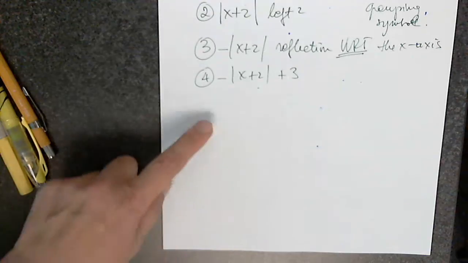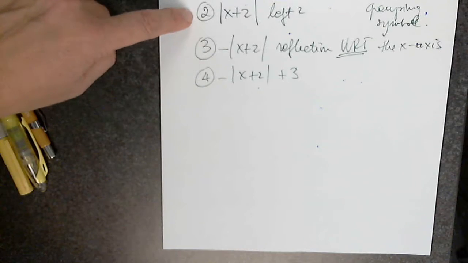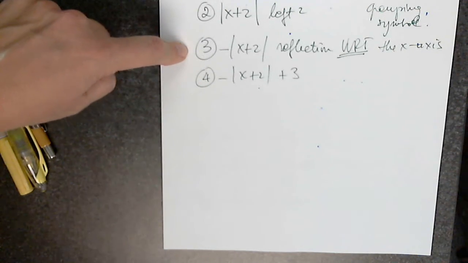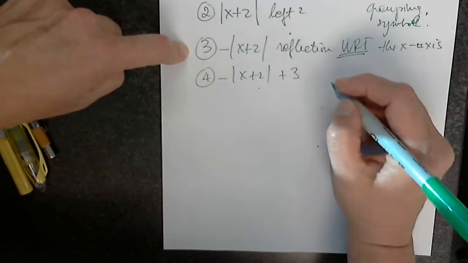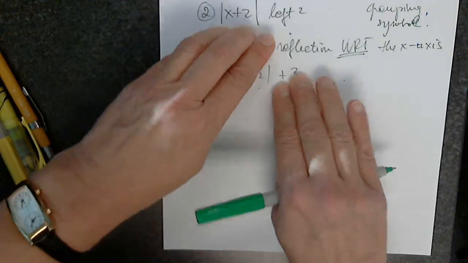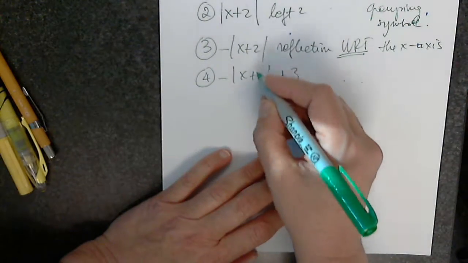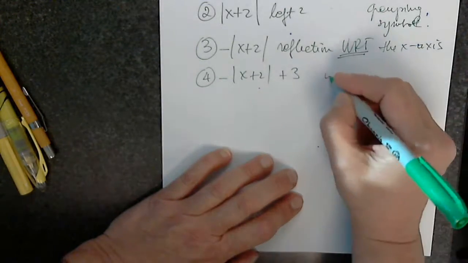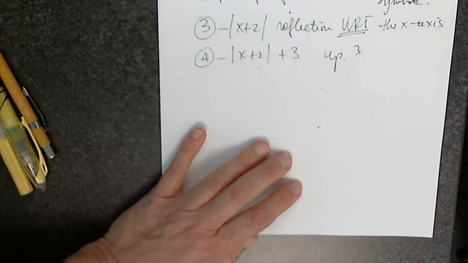What does this function do to number 3? Not to 2 and not to 1. What does this function do to number 3? Up. Because this is y and this is y plus 3. There is no change in x. There is a change in y. Y plus 3. So up 3.